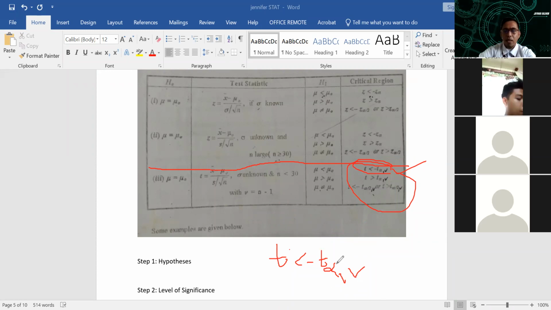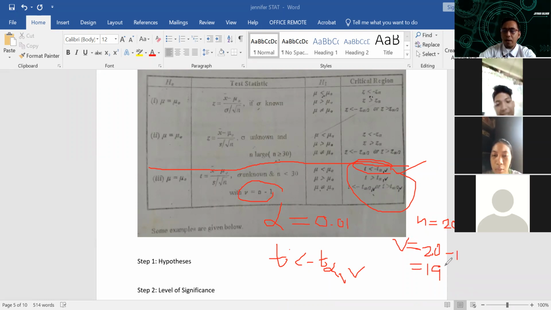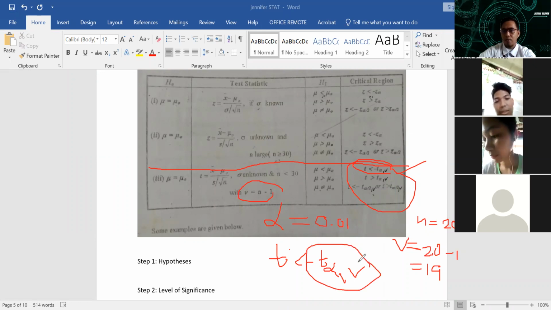So now, say for example, your alpha is equal to 0.01, and your n is, say for example, 20. So obviously, if your n is 20, your v from this formula is 20 minus 1, so that is 19. Why am I computing v and alpha? Because I can use it here.